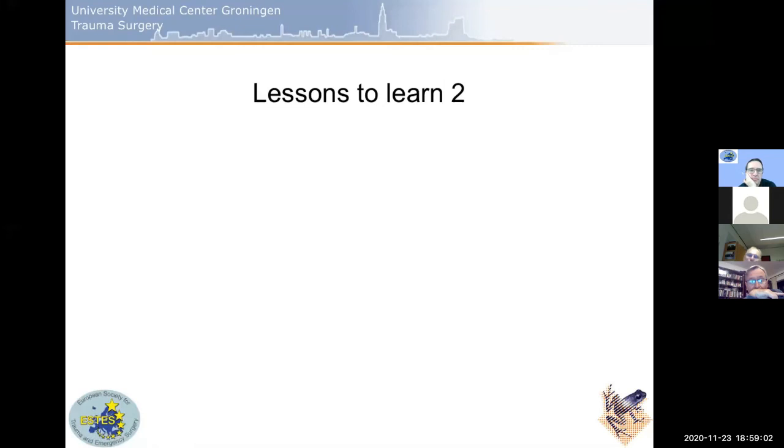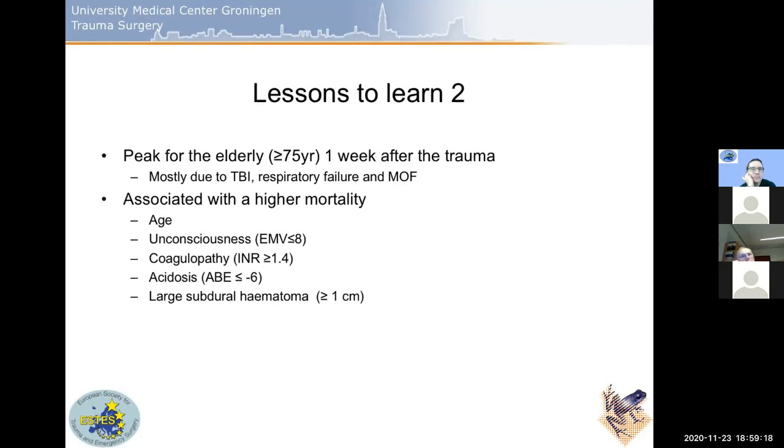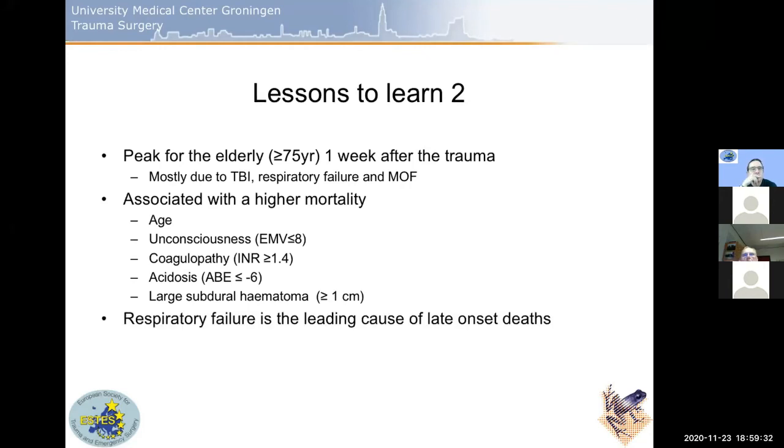Our lessons to learn: the peak for the elderly patients is 1 week after trauma, mostly due to traumatic brain injury and respiratory failure. This is what we didn't know before. And associated with a higher mortality are age, unconsciousness, clotting disorders, acidosis, and the large subdural hematoma. And respiratory failure is the leading cause of death and of the late onset of death.